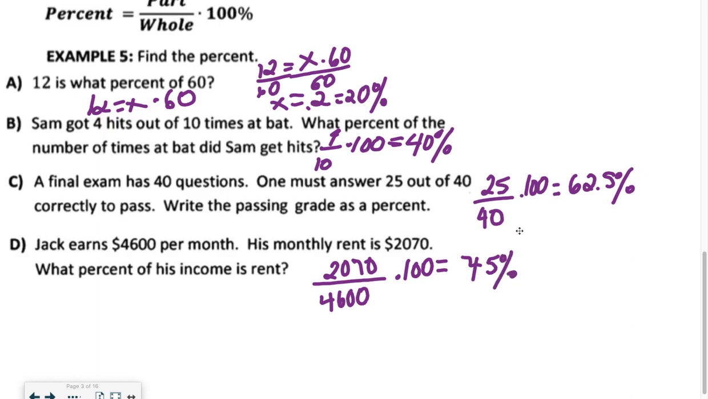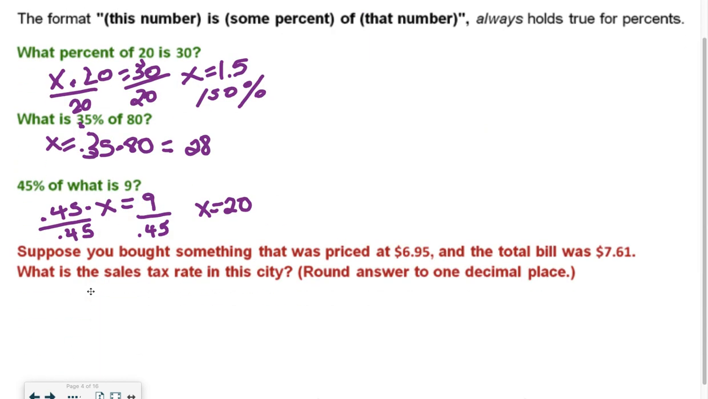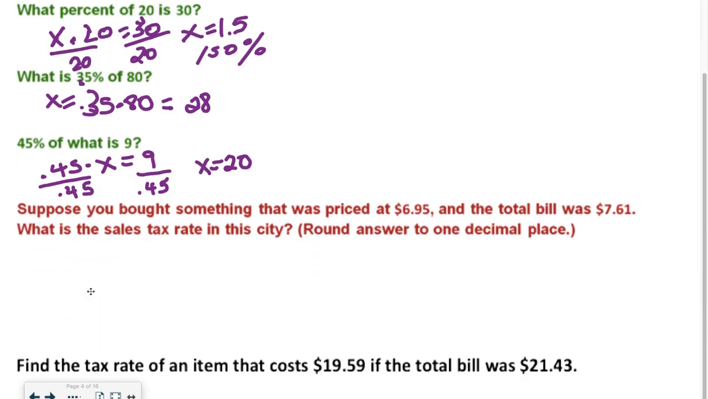So these percent problems are pretty much straightforward if you're careful enough. Going back to this slide, suppose you bought something that was priced at $6.95 and the total bill was $7.61. What is the sales tax rate in this city? So the first thing we would need to consider is what's the tax. So tax is always the final price minus whatever the cost was. And that would give us 66 cents.